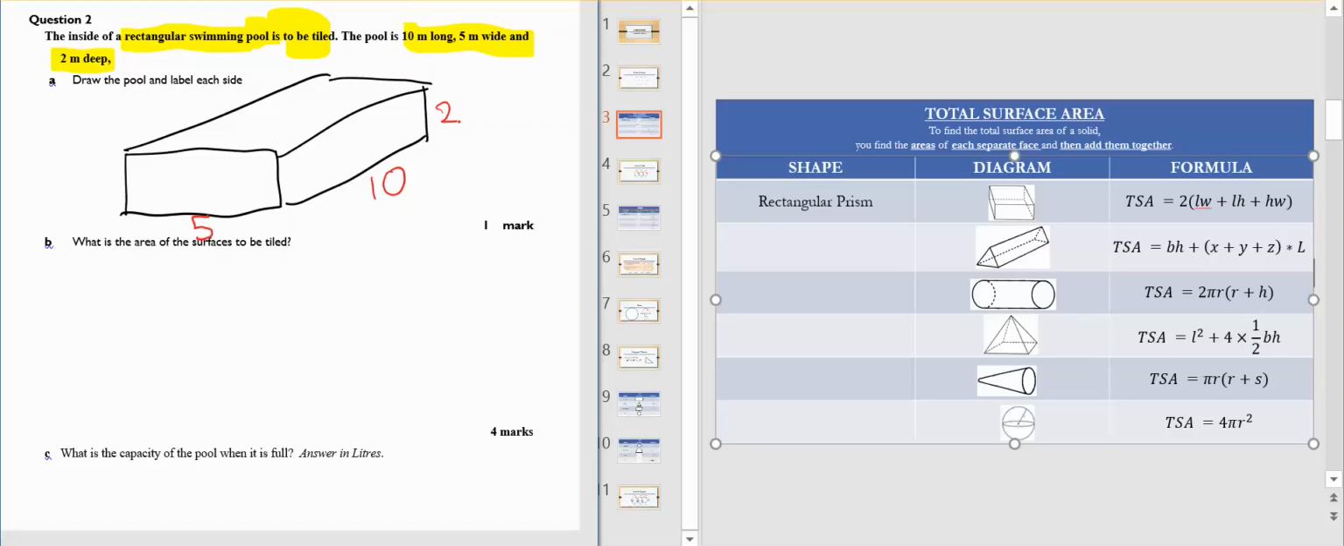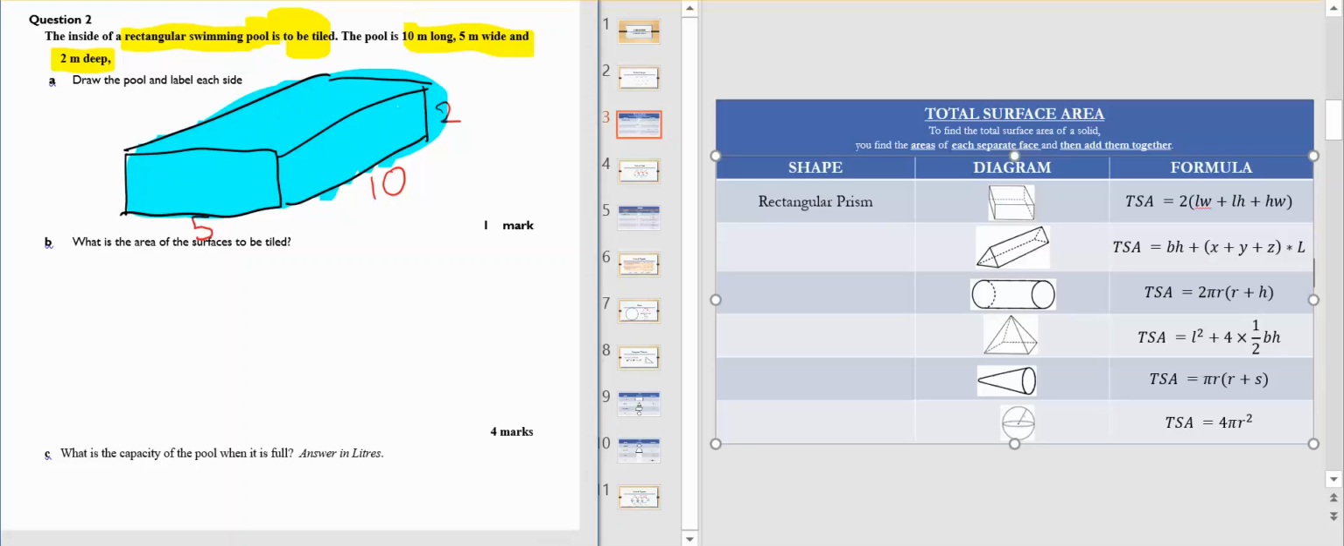The next question says, what's the area of the surfaces to be tiled? The thing that we need to be really careful of here is that a swimming pool obviously doesn't have a lid on it. If it's a rectangular prism and we're working out the surface area, we work it out for the top and the bottom, both sides, and the front and the back. But for a swimming pool, we don't actually have that. So we need to imagine standing in the pool, and if we're going to tile it, we're tiling the sides, the ends, and just the bottom, not the top.